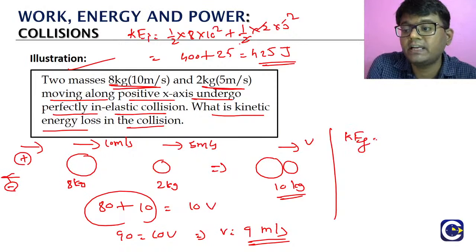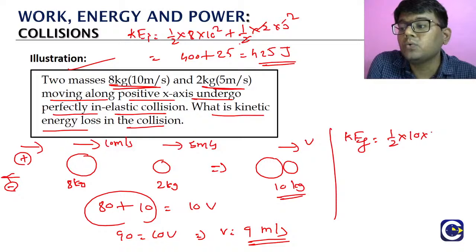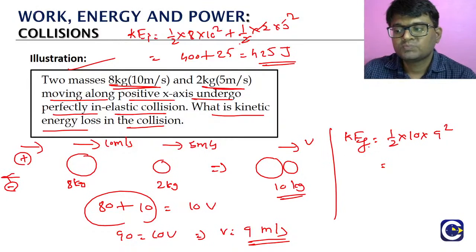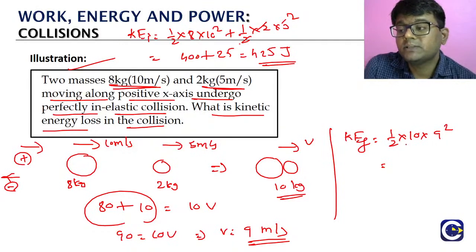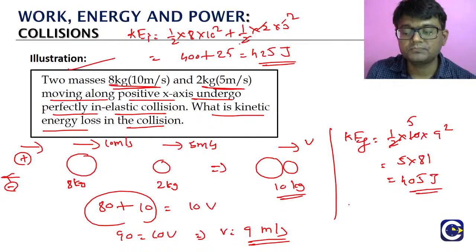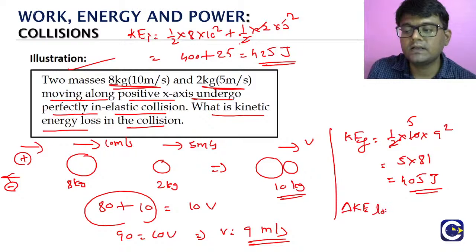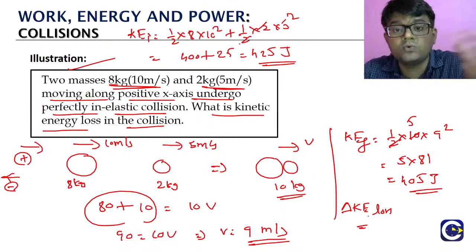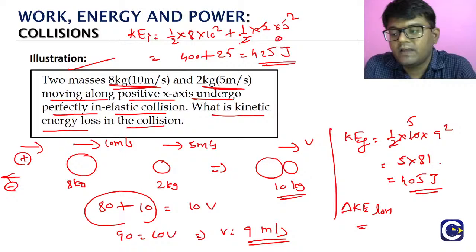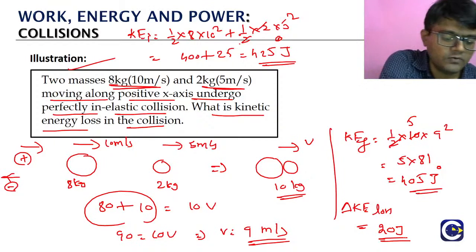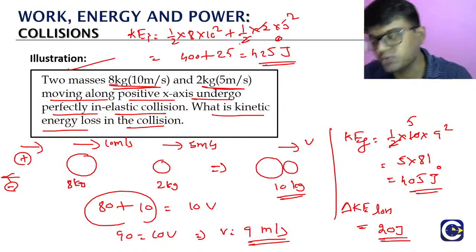What about the final kinetic energy? Half into 10 into v square, where v is 9. So 5 into 9 square, which is 81, that is 405 joules. The loss here, we are putting delta, but this is not change, this is loss. Loss means we always do initial minus final. Initial is 425, final is 405, so the loss in the kinetic energy is 20 joules.